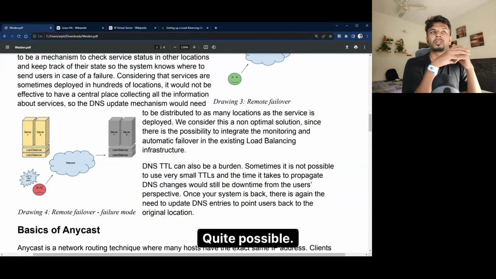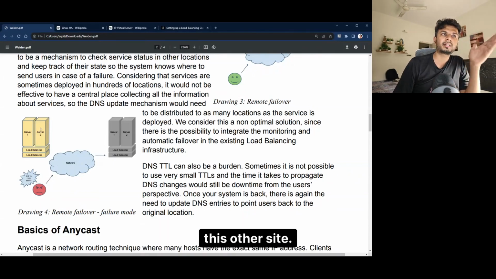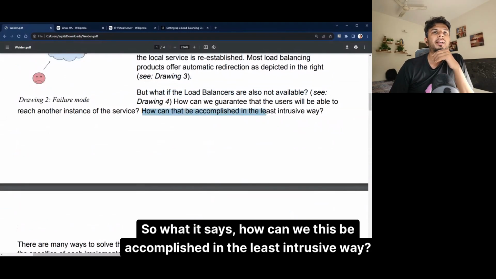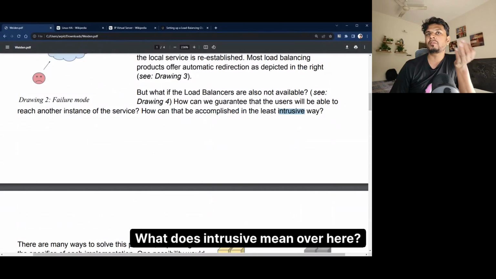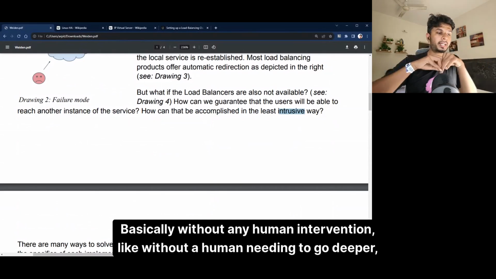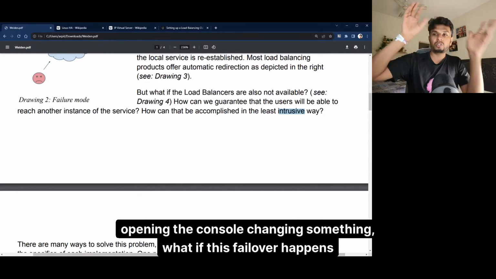Quite possible. So, which is where you would want this redirection to happen automatically to this other site. That's what you are chasing. Okay. So what it says, how can this be accomplished in the least intrusive way? What does intrusive mean over here? Basically, without any human intervention, like without a human needing to go deeper, opening the console, changing something.